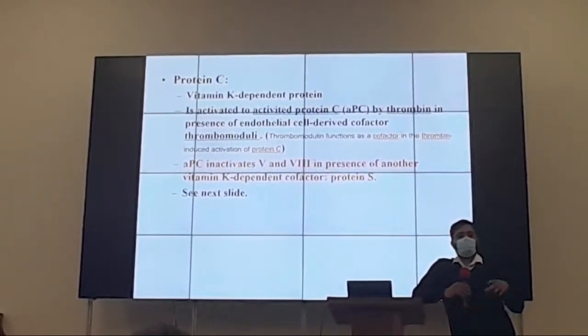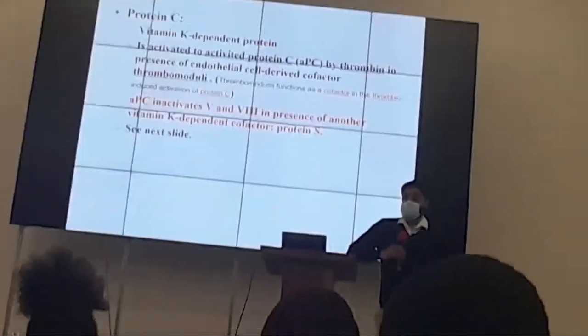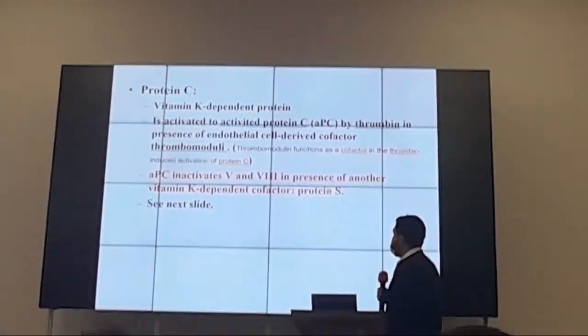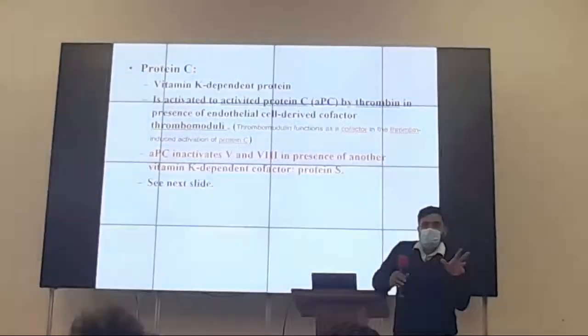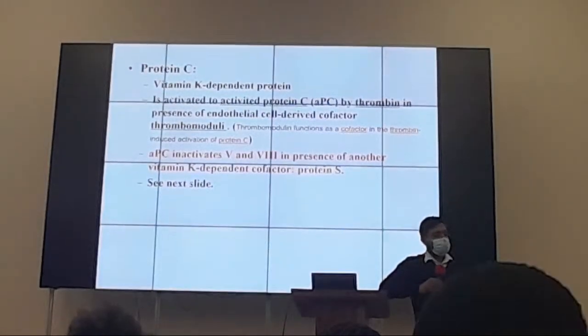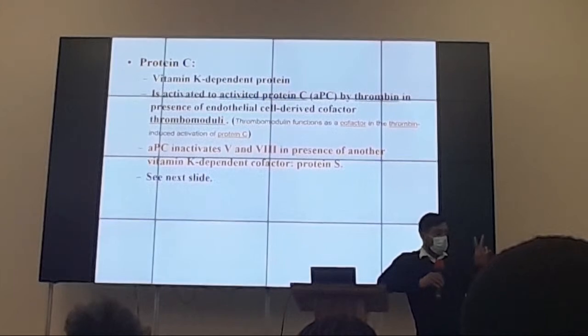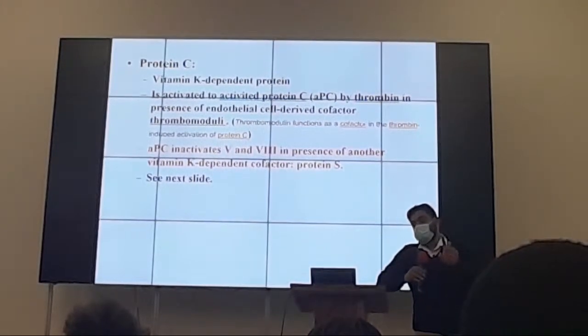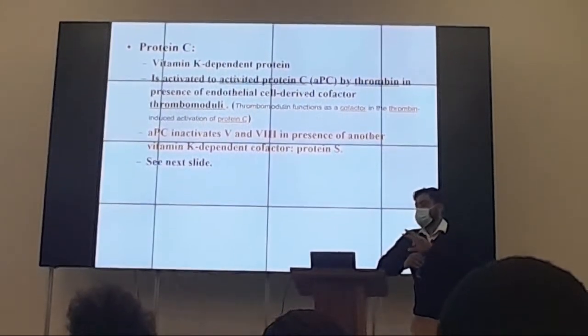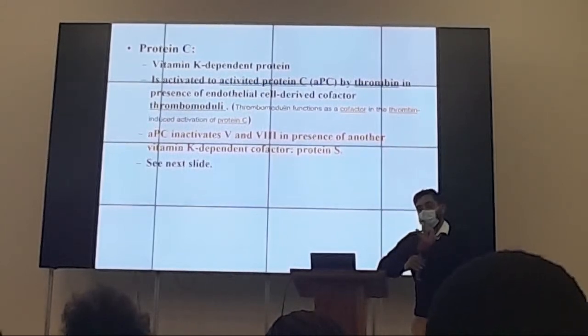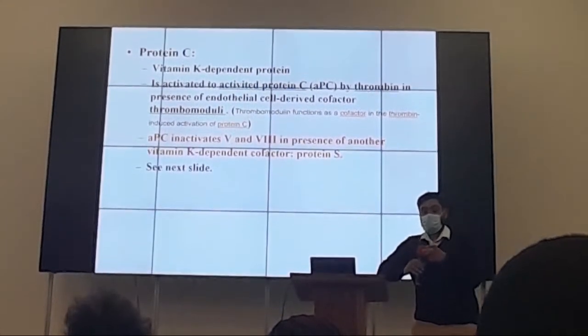Okay, so let's talk about the other plasma inhibitor. We're talking about protein C. Now, protein C slightly differs from antithrombin III in its activity. Protein C is very specific to the inhibition of two factors, factor 5 and factor 8. Now, do you understand why the function of protein C is very important?